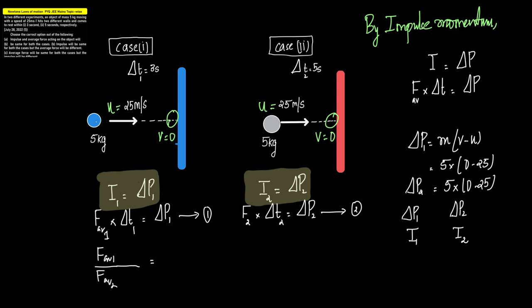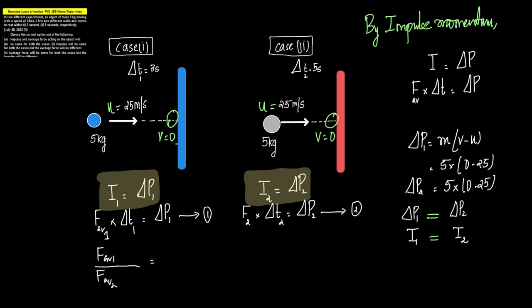Let us call the change in momentum in the first case delta P1. So what is delta P1? Delta P1 is mass 5 into final velocity 0 minus 25. What is delta P2? Case 2: mass is 5 kilogram, final velocity 0, initial velocity 25. So delta P2 is also 5 into 0 minus 25, which gives us that delta P1 is equal to delta P2, or in other words, impulse 1 is equal to impulse 2, right? I hope this much is clear.